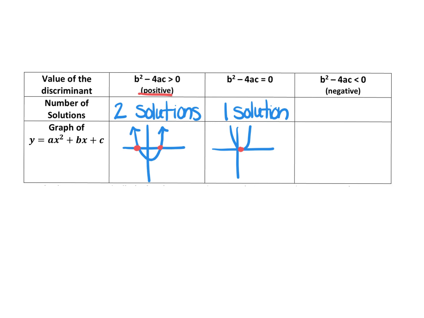Now, if when you simplify your discriminant you end up with a negative number, well then you are not going to have any solutions. That's going to be a no solution. And what that looks like on the graph is that you've got that graph that kind of comes on around, but it does not touch the x-axis. So that would be considered a no solution.